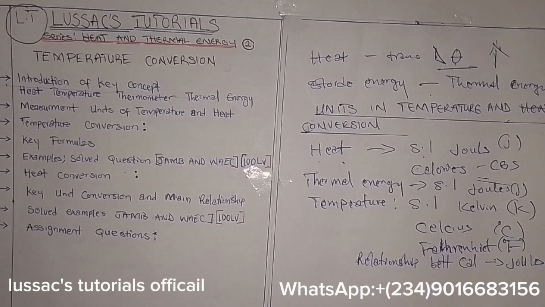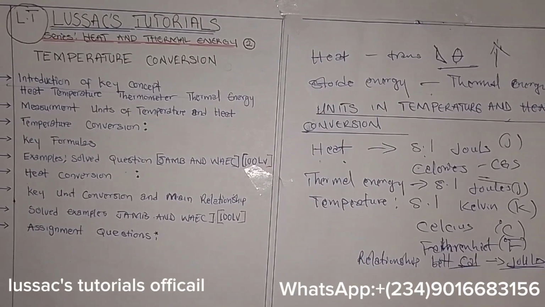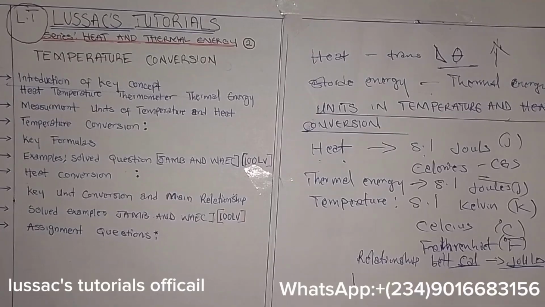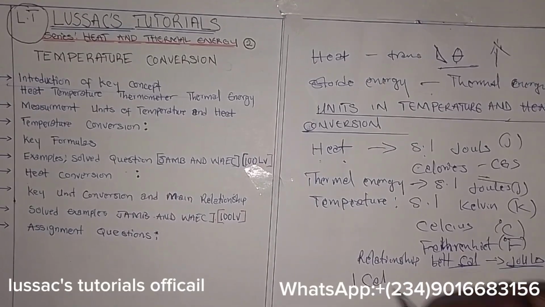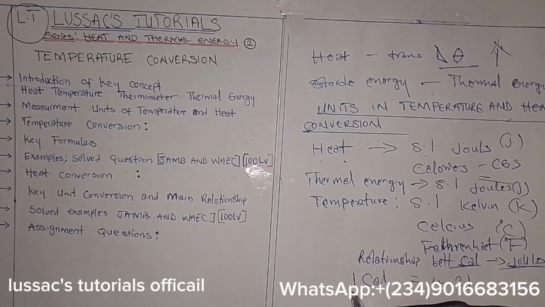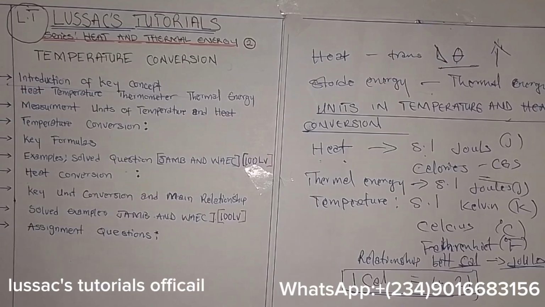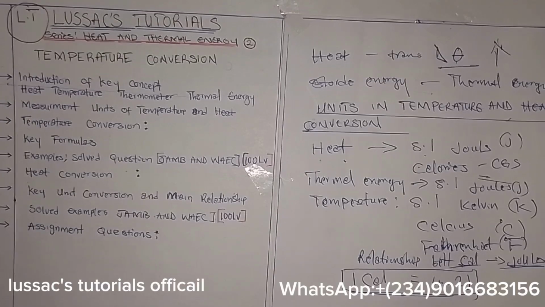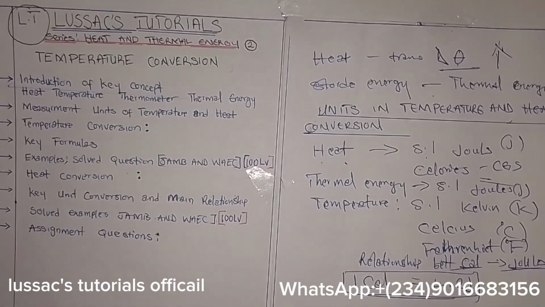Now, the relationship that exists between calories and joules is that 1 calorie is equal to 4.2 joules. Let's take note of this. This is very, very important and will help us later. So 1 calorie is 4.2 joules. Are we together? So let's take note again.